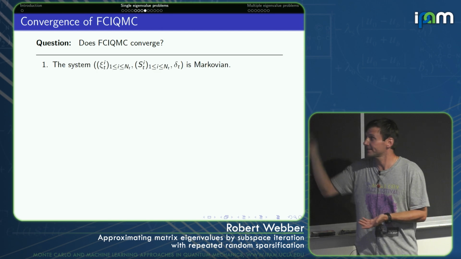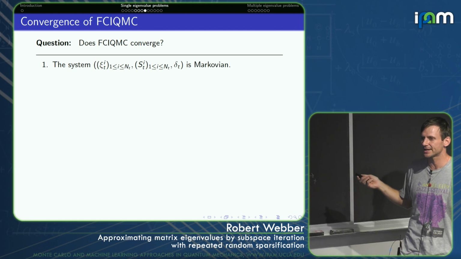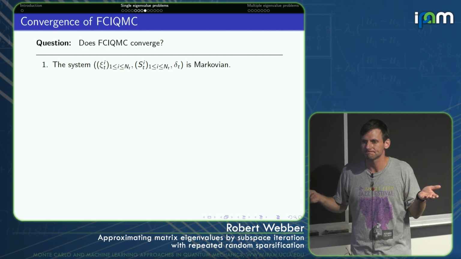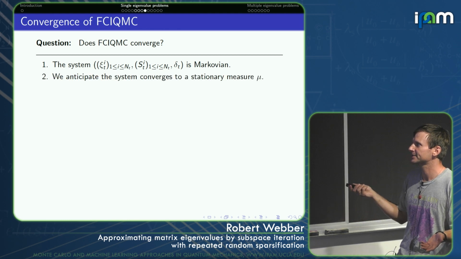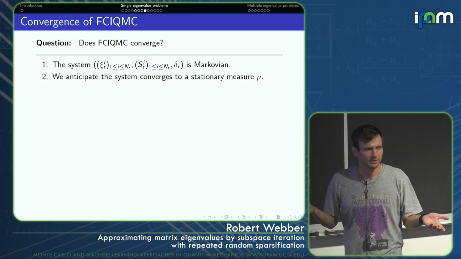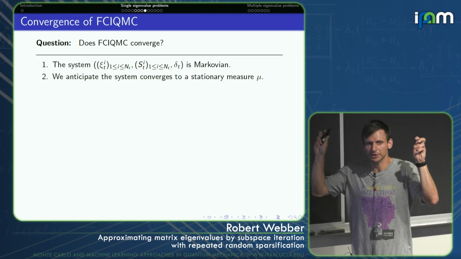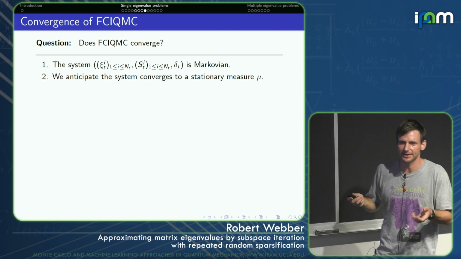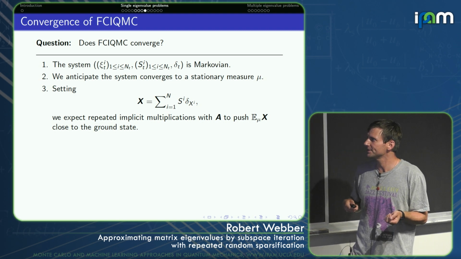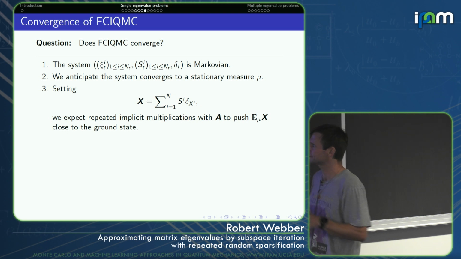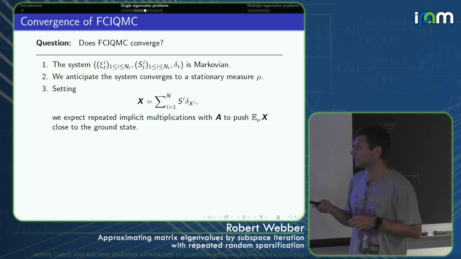So we think that this whole system, if you view it as a giant, giant vector of all the current particle positions, all the current particle signs, and the adaptive shift, is a Markov chain. So given the current value, you can evolve it forward in time. We know from Markov chain class that many, many Markov chains, but not all, have a unique stationary measure, mu, and they converge to the stationary measure. Maybe geometrically fast in the language of mathematicians, maybe it takes a lot of time in practice. And if this happens, well, because of the dynamics, we are constantly pushing this vector of signed delta functions closer and closer toward the ground state through these repeated implicit multiplications with A.